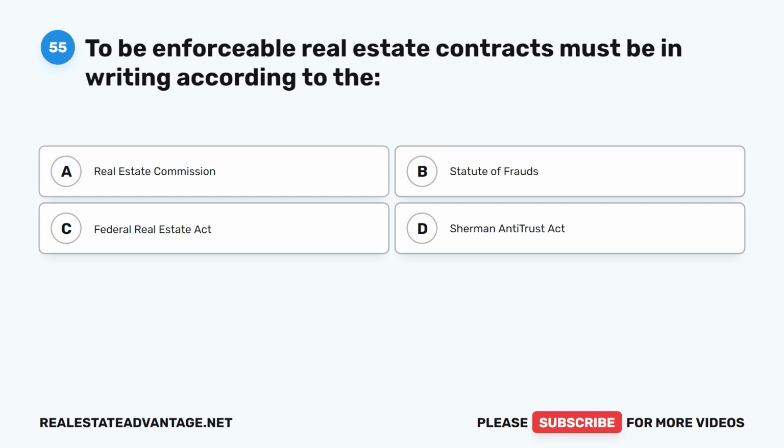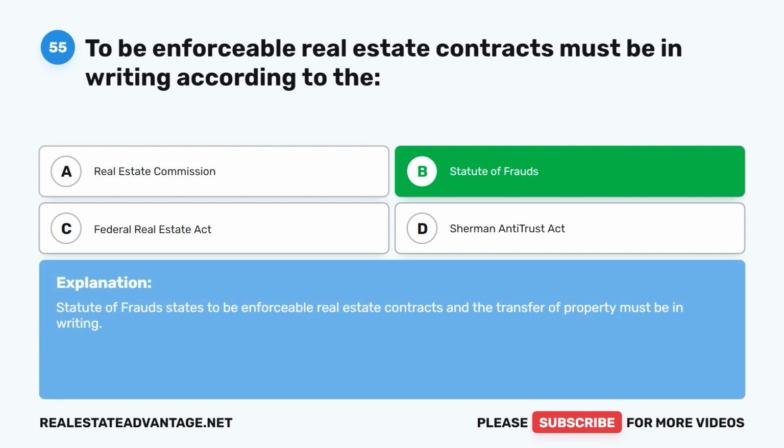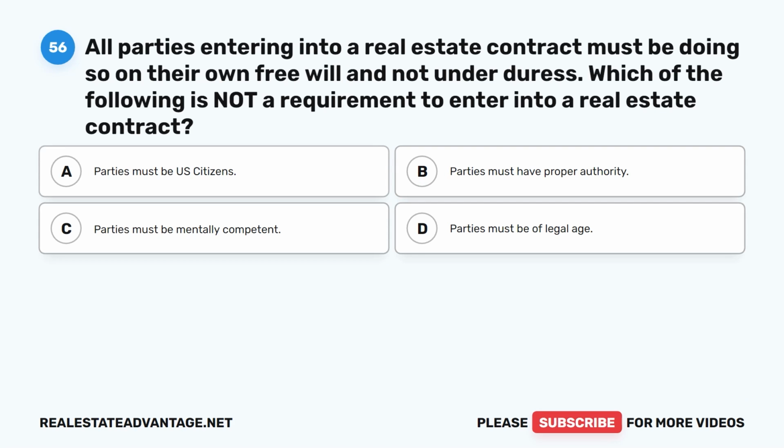Question 55. To be enforceable, real estate contracts must be in writing according to the A. Real Estate Commission, B. Statute of Frauds, C. Federal Real Estate Act, D. Sherman Antitrust Act. The correct answer is B. Statute of Frauds. Statute of Frauds states to be enforceable real estate contracts, and the transfer of property must be in writing. Question 56. All parties entering into a real estate contract must be doing so on their own free will and not under duress.